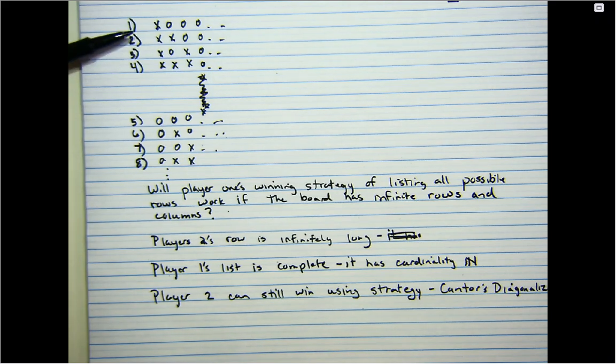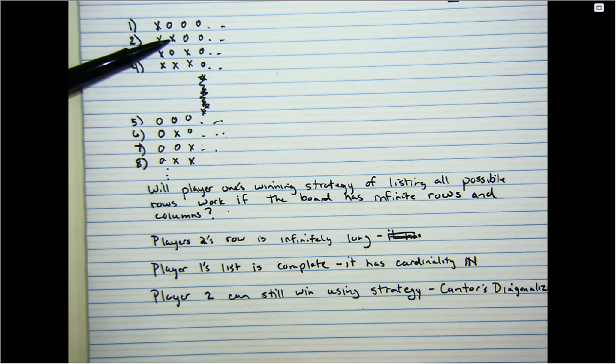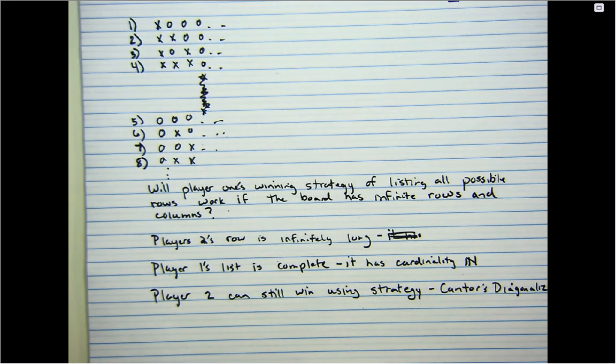The X's and O's that player two comes up with won't match this one. It'll be different in the first position. It won't match this one. It'll be different in the second position. The third row will differ in the third position. The fourth row in the fourth position. That means we have just found a set that cannot be put into a one-to-one correspondence with the natural numbers.